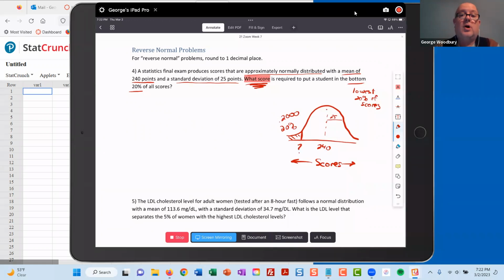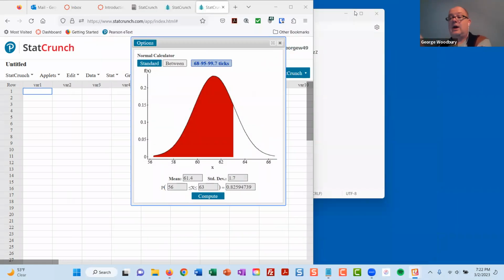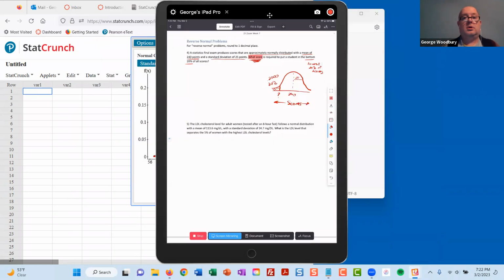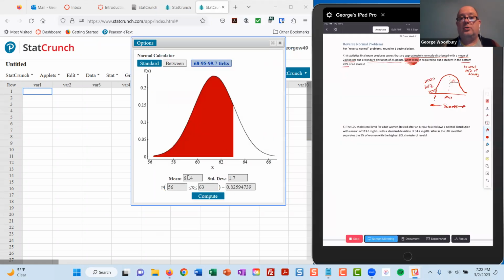These reverse normal problems will always talk about separating one group, one percentage group from another group. Here, it's the lowest 20%. In a moment, we're going to try to find the cholesterol level that separates the 5% of women with the highest cholesterol from the rest. Now, when we work this problem out, we use the same calculator. I enter the mean. I didn't write it down separately, so let me write that down. The mean is 240, and the standard deviation is 25.